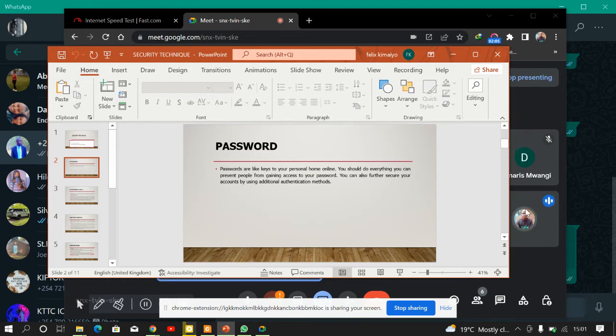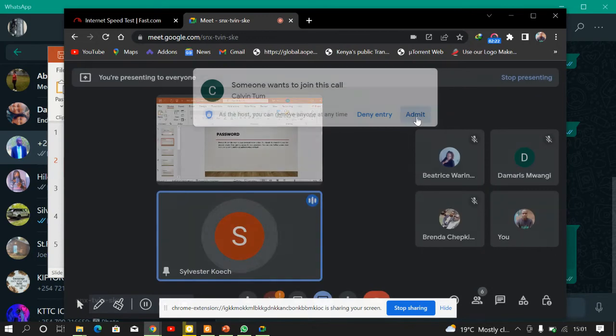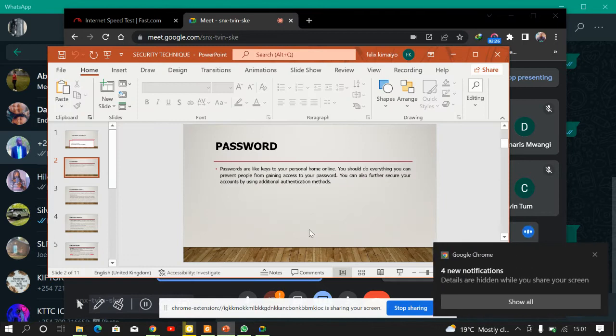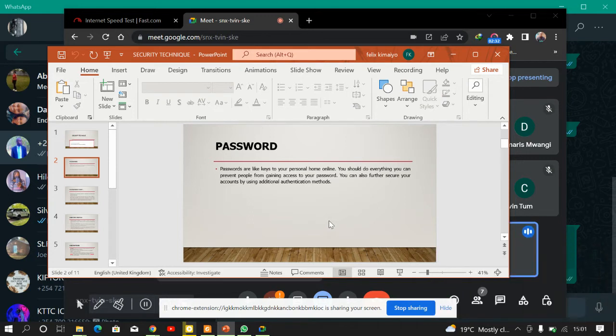Yes, read. A password is like a key to your personal home online. You should do everything you can to prevent people from getting access to your password. You can also further secure your account by using additional authentication methods. Yes, thank you, Sylvester, for that.